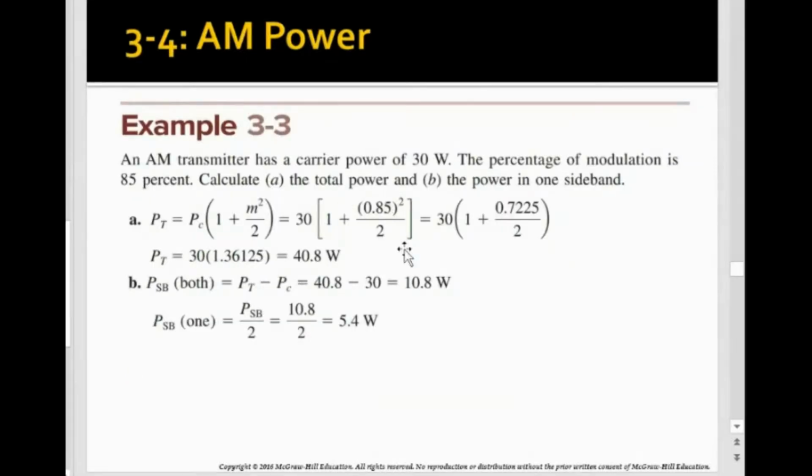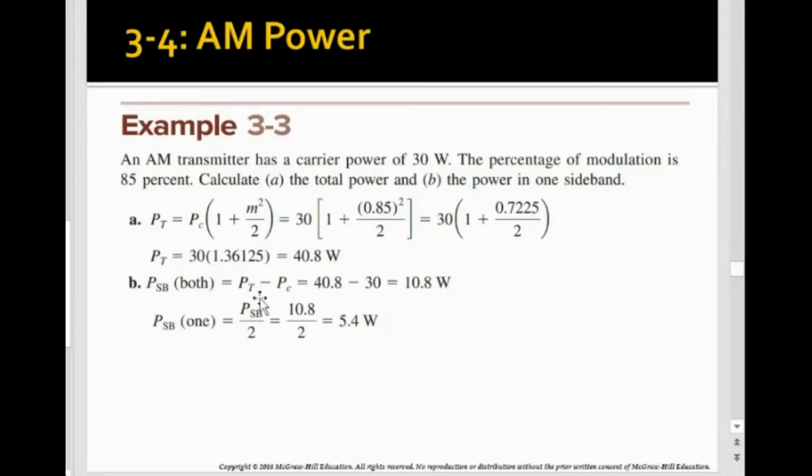So another example here. An AM transmitter has a carrier power of 30 watts. The percentage of modulation is 85%. Calculate the total power and the power in one sideband. So how do we calculate the total power? Using this equation, carrier power times 1 plus modulation index squared over 2. So I have 30 times 1 plus 0.85 squared over 2. I have then 40.8 watts as the whole power of the carrier and sidebands.